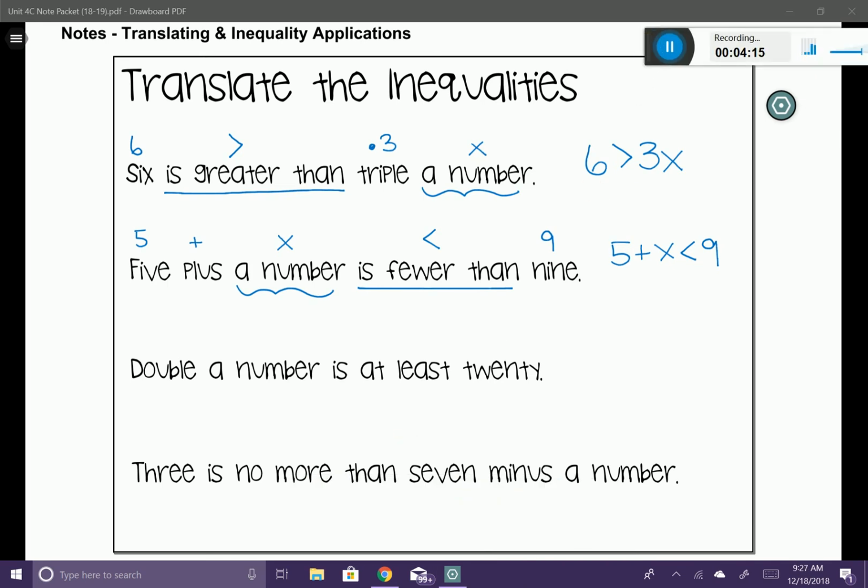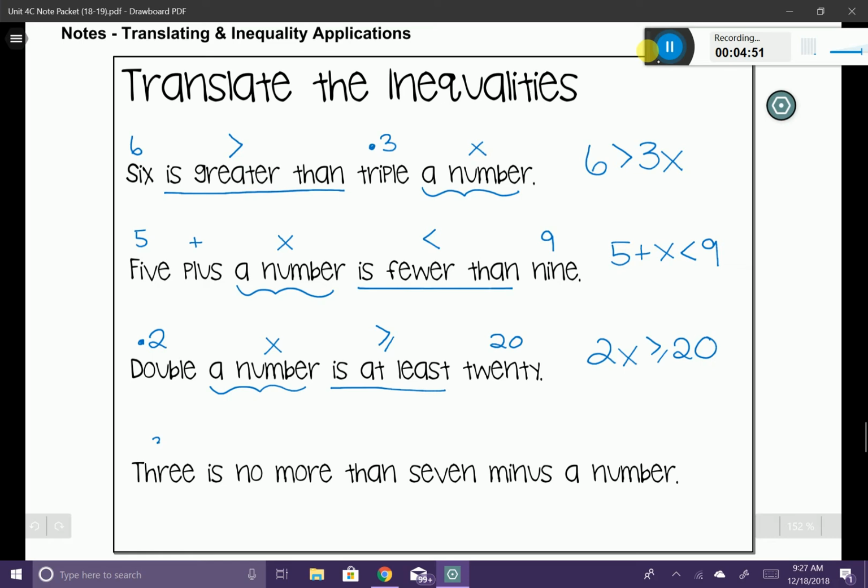Double a number is at least 20. Double a number means times 2. A number is at least. All right, is at least is going to be the inequality that is represented by this symbol. And then 20. So double a number is at least 20. And feel free to use that little cheat sheet that's in your packet to help you with these symbols.